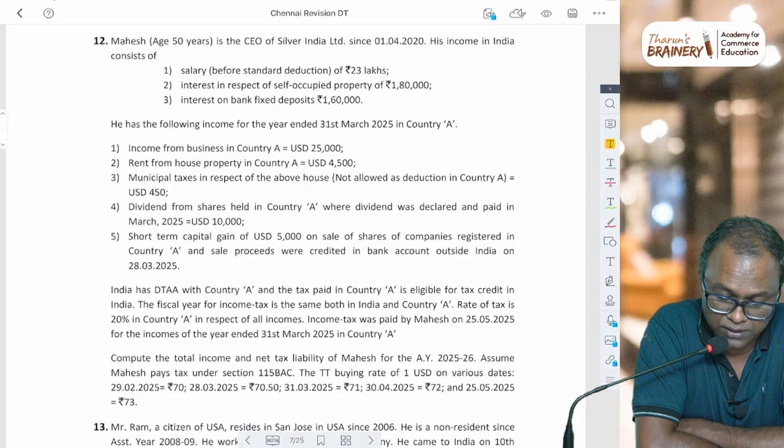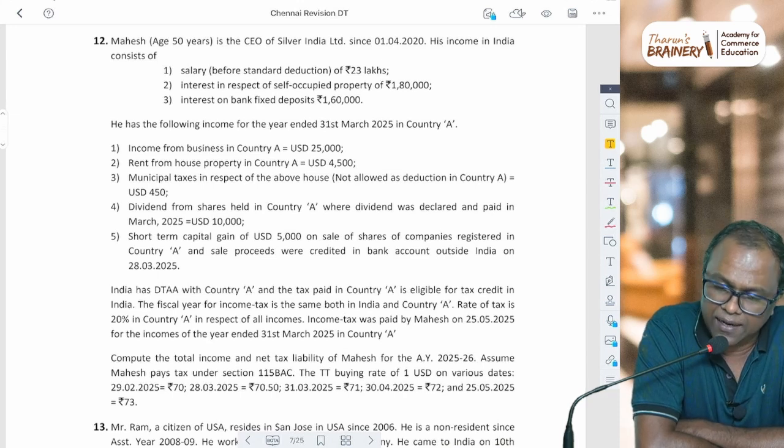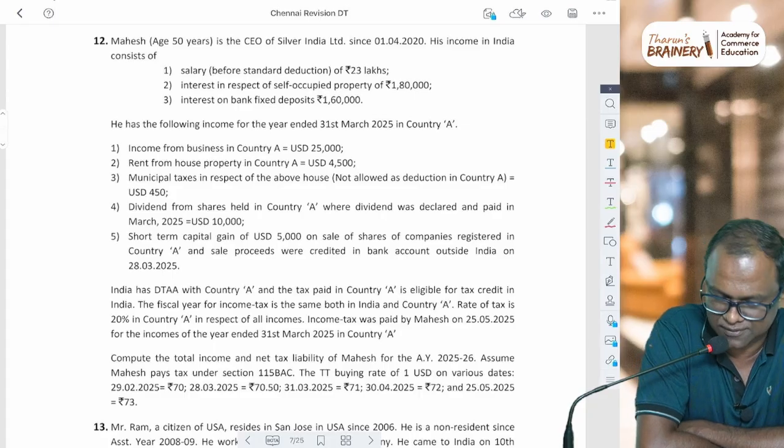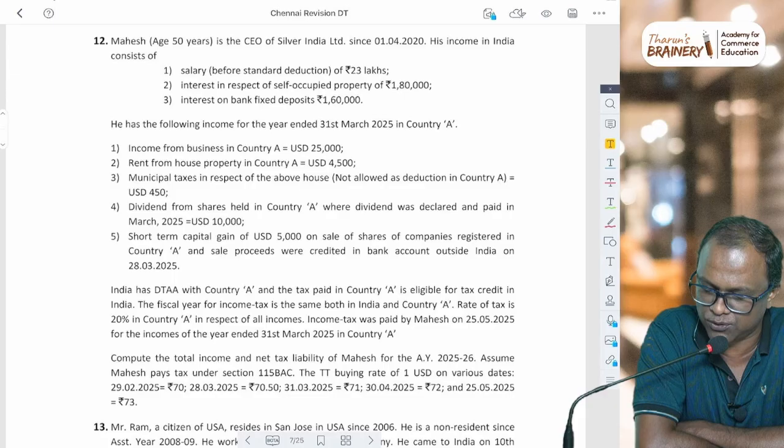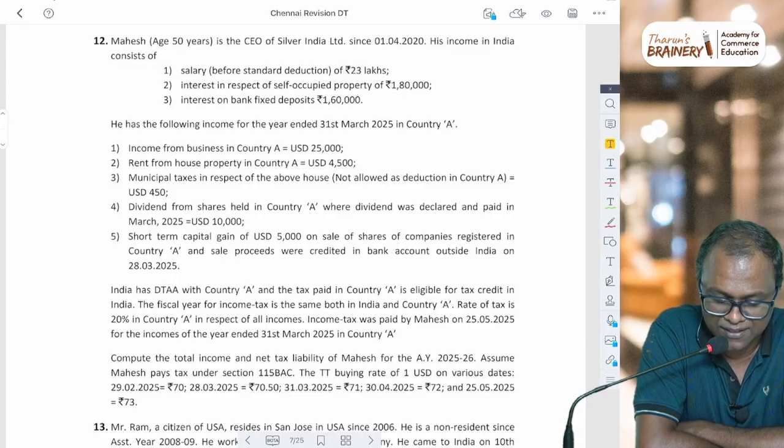So first step, what is our question, which we didn't complete? India has a DTAA agreement with country A. So which section? Section 90. Whether 90 or 91, foreign tax calculation is as per Rule 128 of the Income Tax Rules, no change. But while claiming the relief, we have to put the section number. This is section 90 relief regarding country A, because a DTA agreement is there.